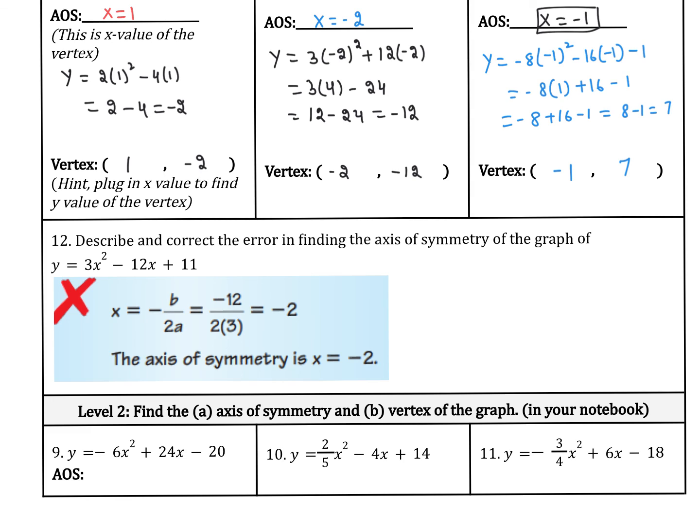For number 12, you're going to describe an error in finding the axis of symmetry. The axis of symmetry is -b/2a, which means it should be the negative of -12 divided by this. So it's 12/6, and the axis of symmetry should be +2.